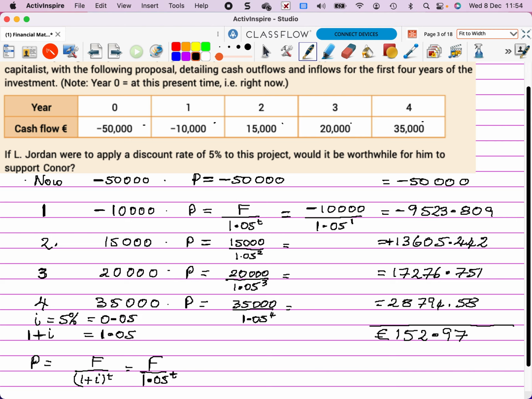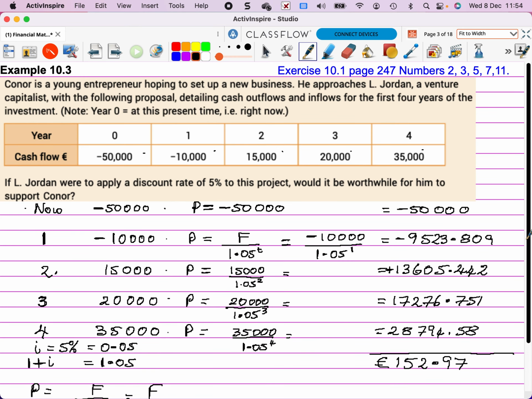Now, I don't know if you noticed when we started this page, there are questions at the top which I want you to tackle before you come back into school next lesson.